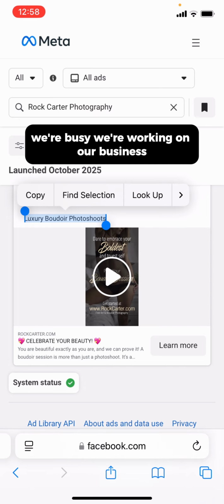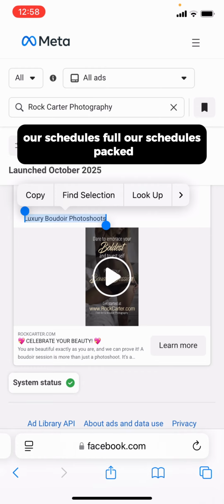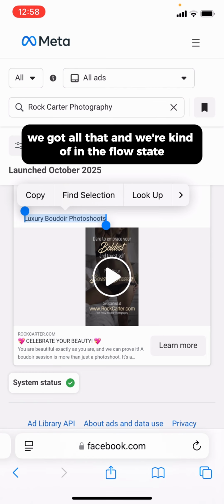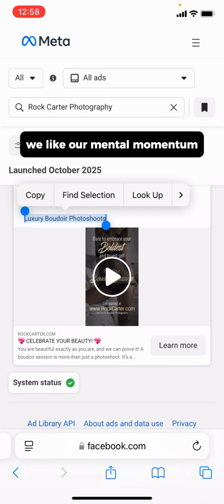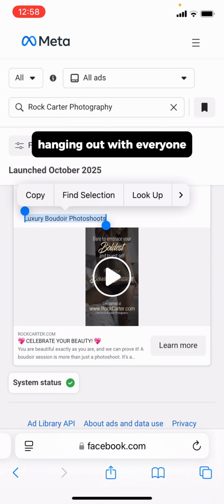And that's because we're busy. We're working on our business, growing the business. We got stuff to fix with our business. Our schedule's full. Our schedule's packed. We got shoots. We got all that. And we're kind of in the flow state. We like our mental momentum, that everything's going good with the business, hanging out with everyone.